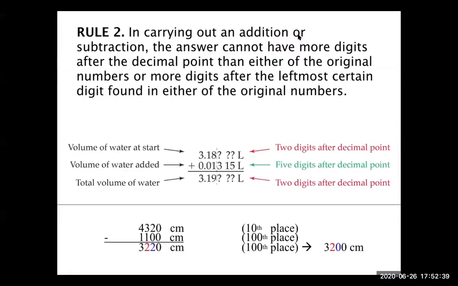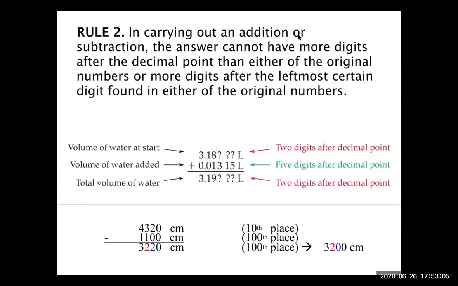All right, rule number 2, this one is for addition and subtraction. Your answer cannot have more digits after the decimal point than either of your original numbers, or more digits after the leftmost certain digit found in either of your original numbers. Okay, sounds complicated. It's a little harder to remember, but let's go over why this is so.